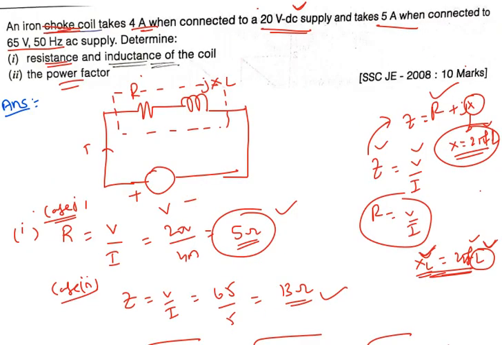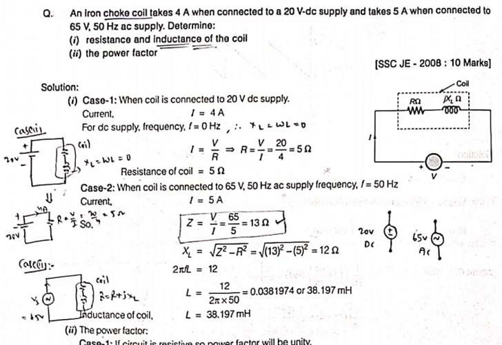So if the question is given about an iron choke coil, you have to calculate like this. You have to draw the diagram first, and later write in detail for each one. For the resistance of the iron choke coil, R equals V by I, you have to calculate. And for case 1 and case 2, you can calculate how you are getting it. You can see the complete answer in detail, so now you can easily understand. For the iron choke coil, this is the diagram.